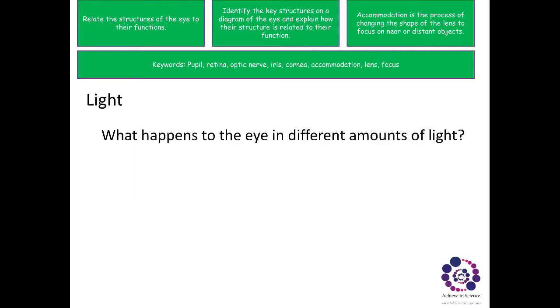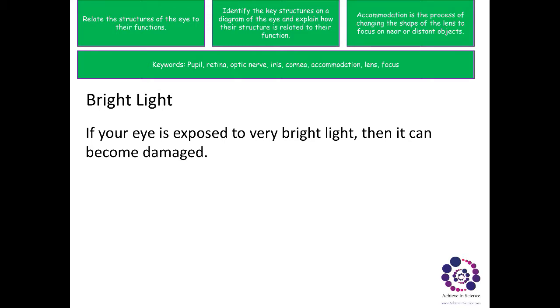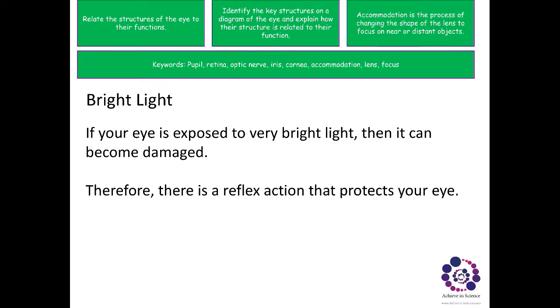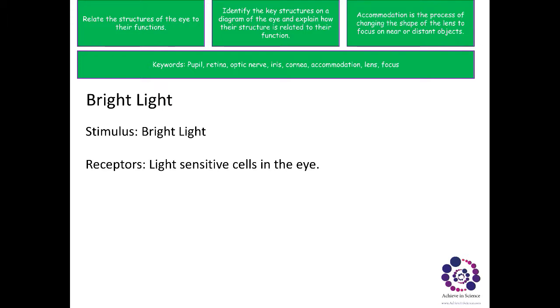We need to also look at what happens to the eye when it's exposed to different amounts of light. If we begin with bright light, if your eye is exposed to bright light, then it can cause a lot of damage, and therefore there is a reflex action to protect the eye. So within bright light, the stimulus would be the bright light. The receptors would be the light-sensitive cells within your eye.